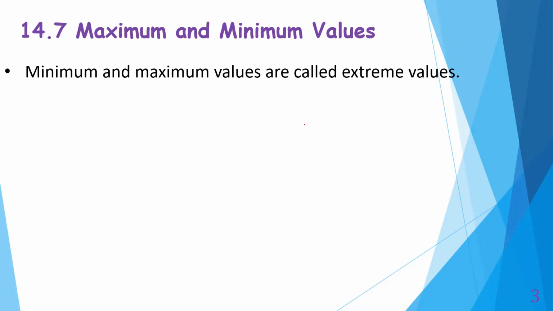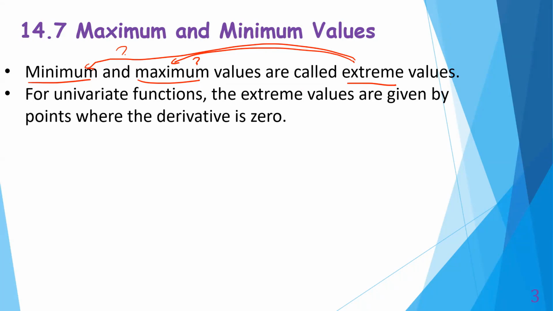Minimum and maximum values are also called extreme values. Extreme values means either minimum or maximum. For a function with one variable, to find its extreme values, we just calculate the derivative, and when the derivative equals zero, we say that x is an extreme value. So x is a maximum or a minimum for the function f, where f prime equals zero. This is when we have a function of one variable only.